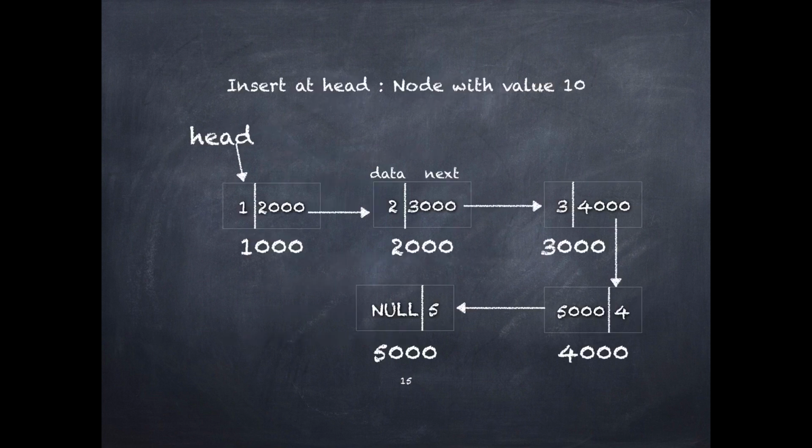Okay, so the first operation is insert at head. I want to insert a new node with the value 10. You can see the data part of the node will have the value 10. So a new node with value 10 has to be inserted as the first node in this existing linked list. Okay, so we can see how it is done.